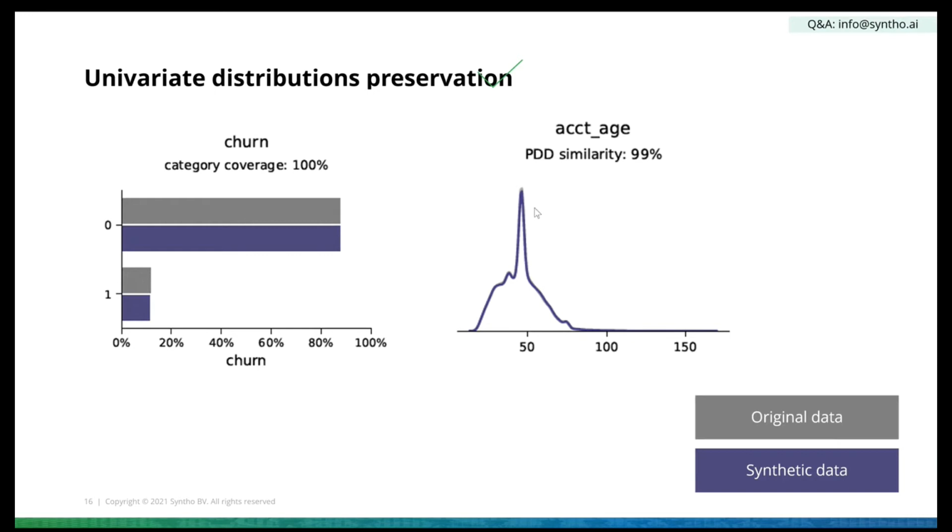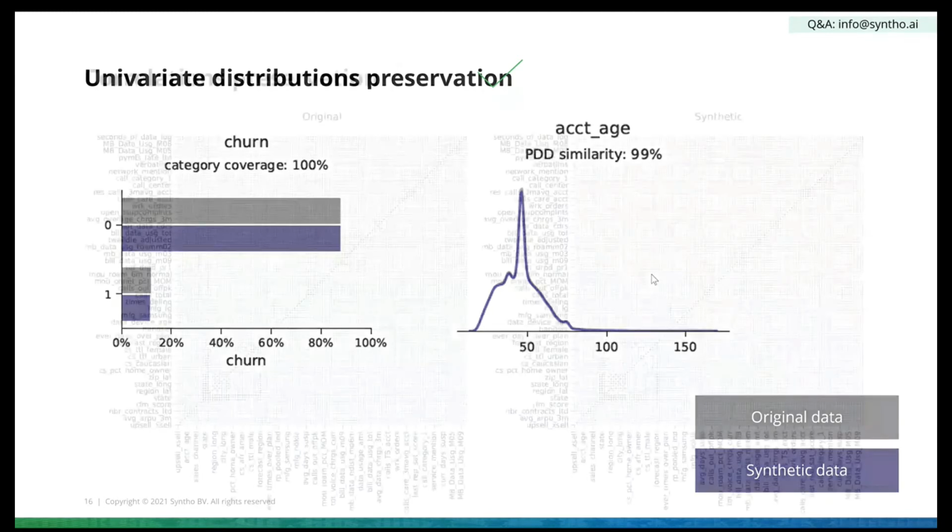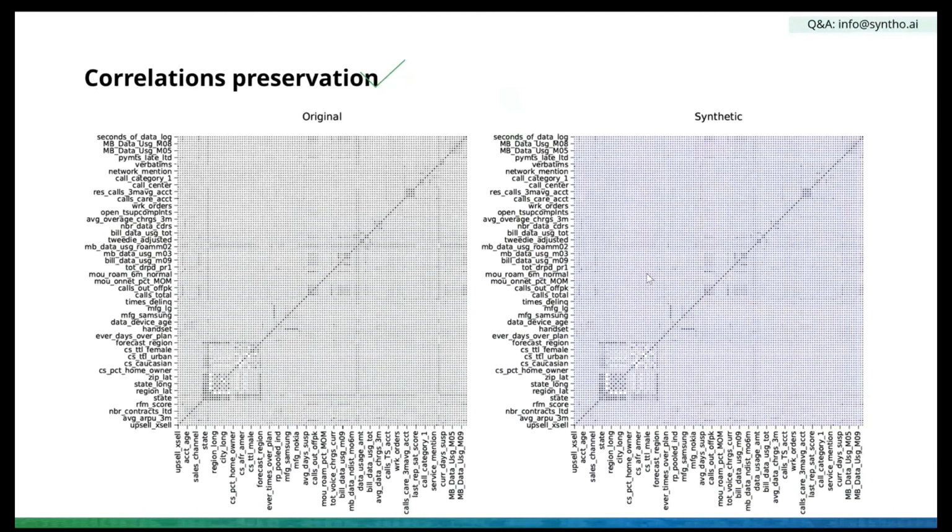That's a continuous variable. So you see a lot of people with an age of 50 and not a lot of people with an age of 100. So we really make sure that we mimic that as well as possible. And also, of course, the interrelationships. So we have here the correlations, so the relationships between variables. This is a correlation matrix. We use color intensity to make it a little bit more appealing, to make sure that it looks good. But also here you see that the correlations are captured well.